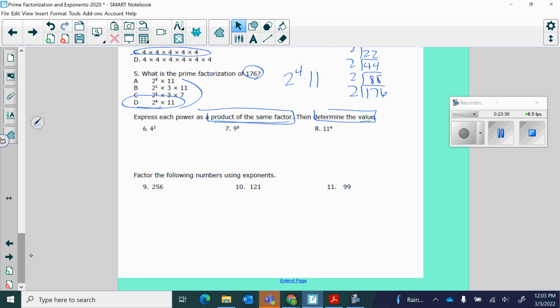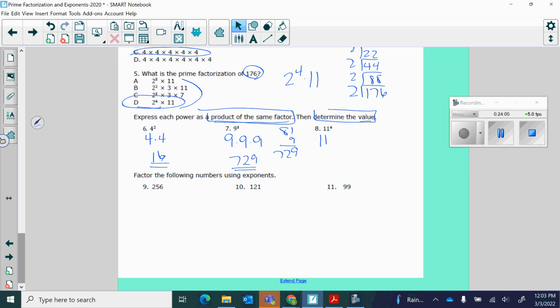Now, there are 2 parts to the next ones. Make sure you're doing both parts. So I have to express as a product. That means that is 4 times 4. And evaluate, that means it is 16. Our next one, 9 times 9 times 9. 81 times 9 gives us 729.